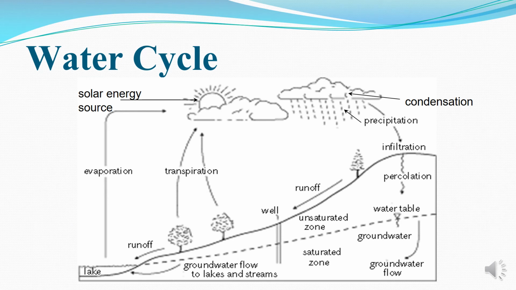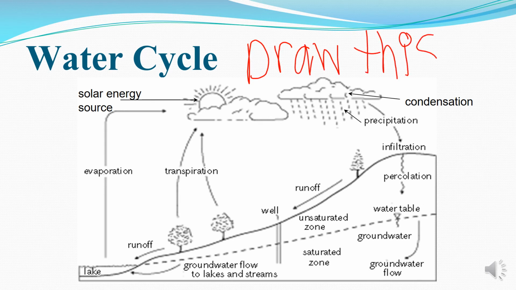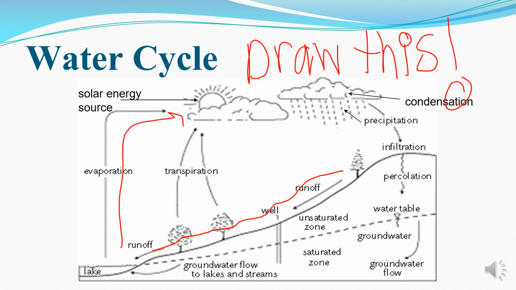So here's the water cycle. I want you to pause the video and draw this in your notebook. Okay? You have to be able to identify it. So, runoff. Then we have evaporation. Eventually, condensation happens here. Then we have precipitation. Infiltration, we go through the cracks, it goes down.